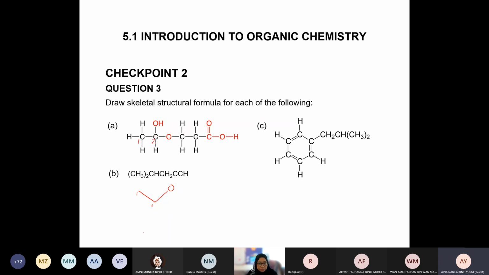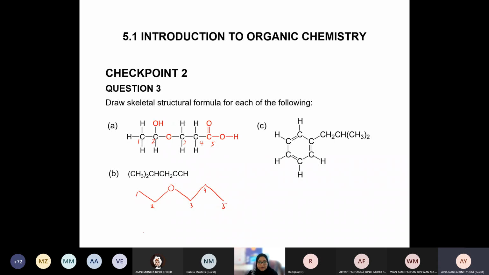So 1, 2, 1, 2, and then O, and then O. Then another C, another line, and then C. This is the third C, and then the fourth C. This is number 4, and then we have number 5. So 5, 3, 4, 5.